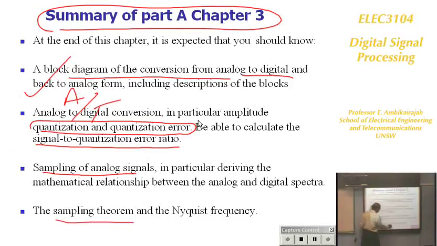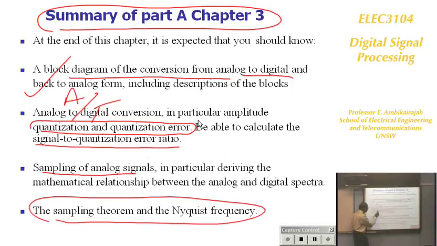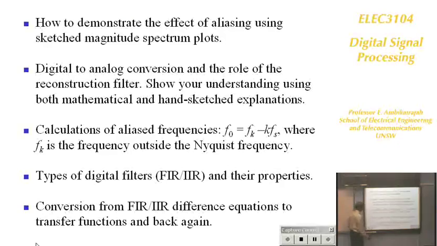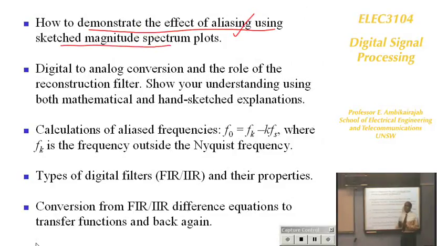Then the sampling theorem and the Nyquist frequency. I've done lots of examples, and you should know what the sampling theorem is and what the Nyquist frequency is. You should know that without any difficulty. If you don't know, go back to the lecture notes. Then you should draw a spectral diagram to show how aliasing happens, and sketch a magnitude spectrum plot to demonstrate the aliasing. Using the spectral plot, you should be able to show how you avoid aliasing.